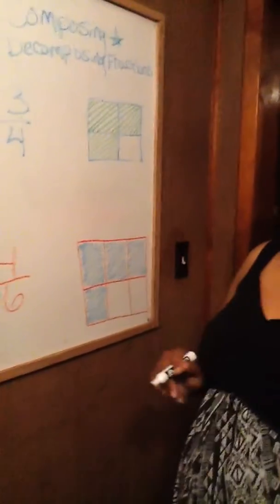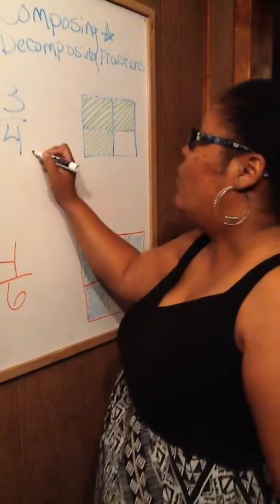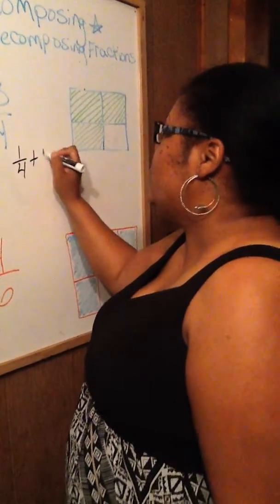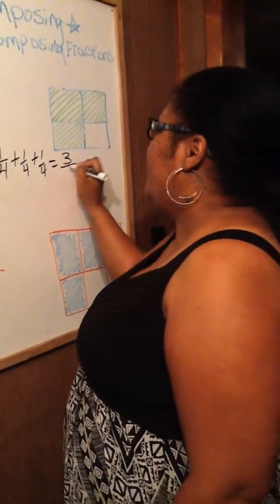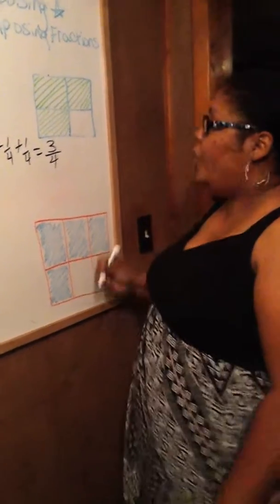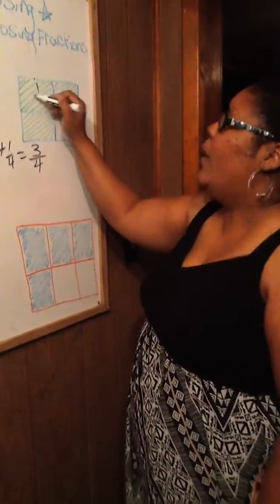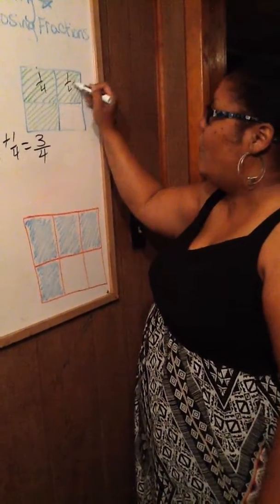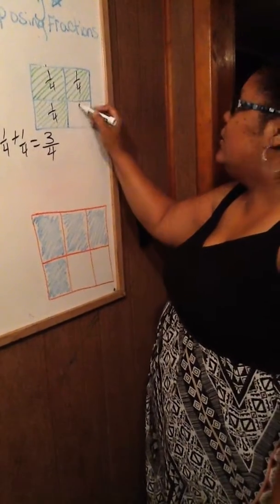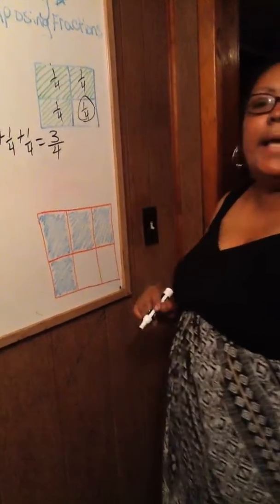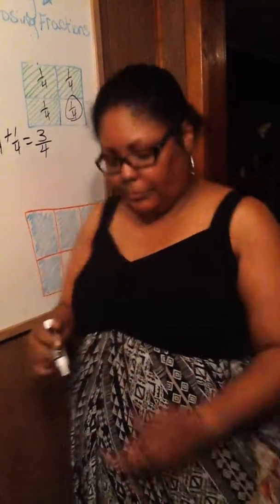But if we decide to decompose 3/4, this is how we would write it. We'll go 1/4 plus 1/4 plus 1/4 equals 3/4. Or you can look at it in this way: 1/4 plus 1/4 plus 1/4 equals 3/4. This is a fourth also, but we will not count it because it's not shaded.